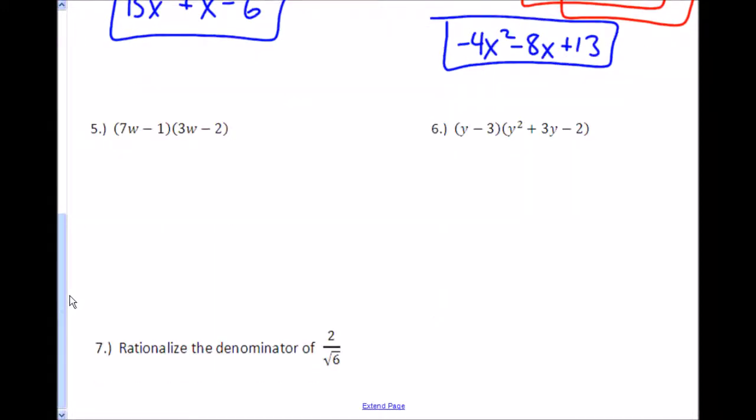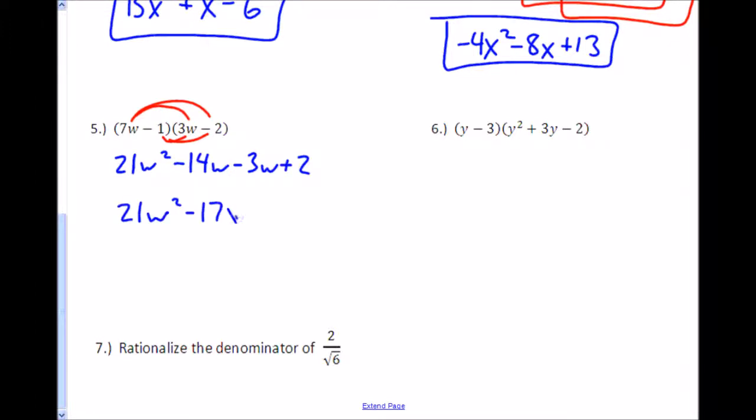Number 5, I'm going to distribute or FOIL. So I'm doing the 7w times the 3w is a 21w squared, and then a minus 14w. And now I have to distribute the second term as well, the negative 1. So that's going to give me a negative 3w plus 2. And now I combine like terms, the 2 in the middle. And that's going to give me a negative 17w.